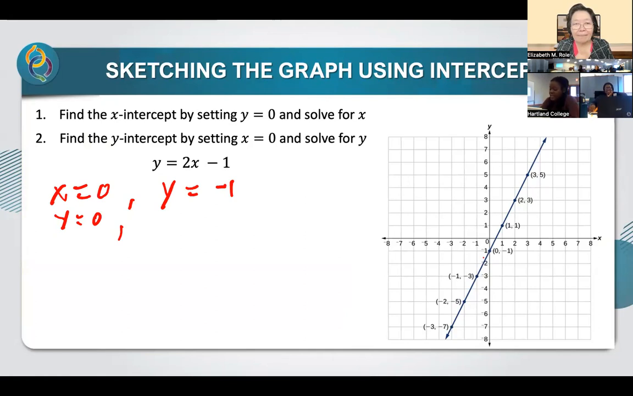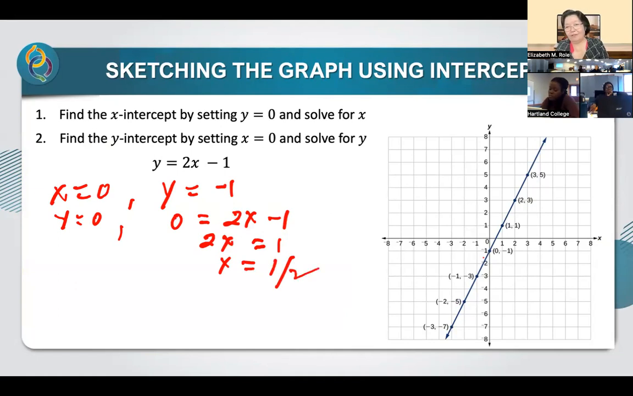Y is 0. X will be 1/2. All right. So you'll now have 0 is equal to 2x minus 1. So you now have 2x is equal to 1. x is equal to 1/2. Very good. And this is now the 1/2. Okay? This is now your -1.